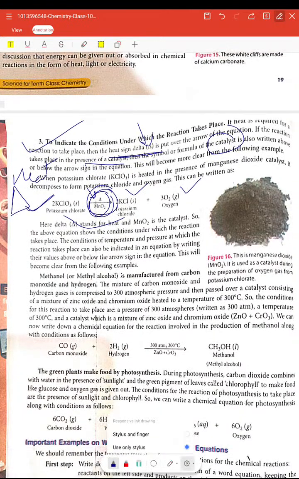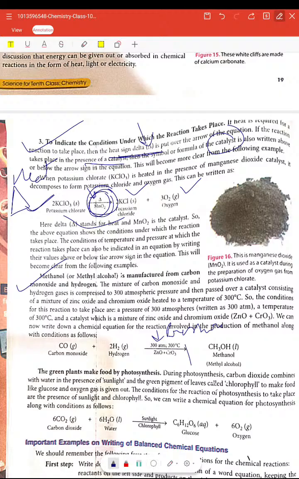Next example is methanol. Here we have taken the pressure, a condition of 300 atmospheres. This is the temperature, 300 degrees Celsius. This is the pressure, this is the temperature. On the basis of that, this chemical reaction occurs and we have a product. This is called a condition of this chemical reaction.